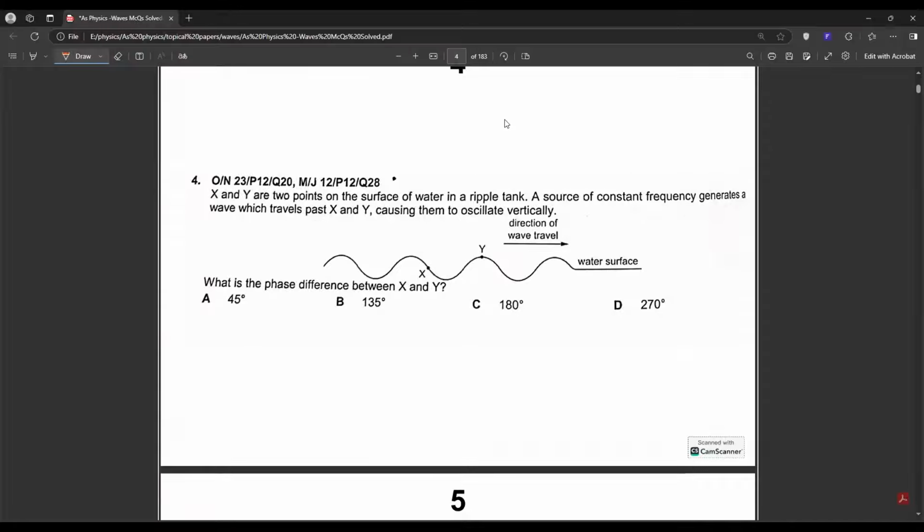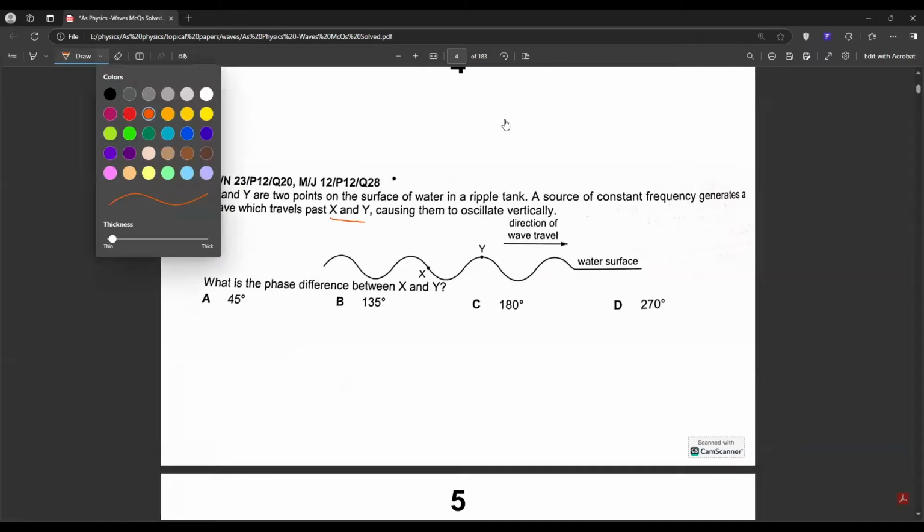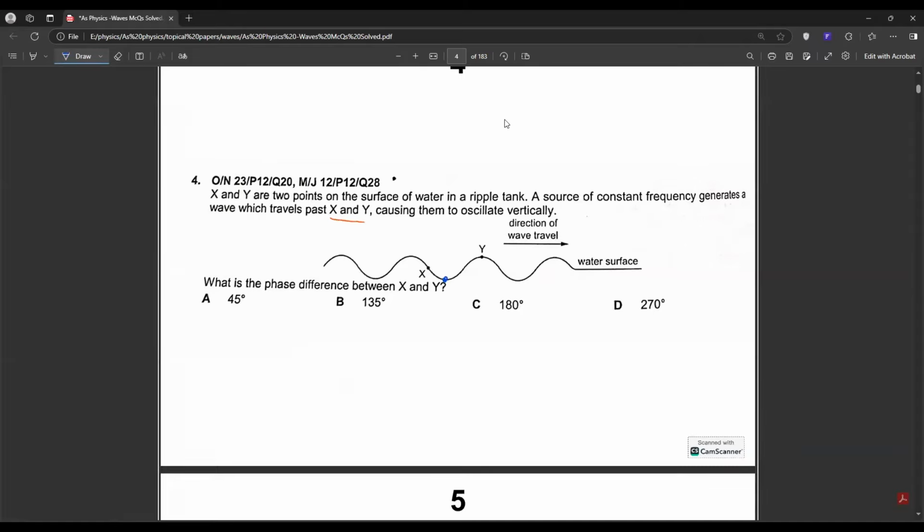X and Y are 2 points on the surface of water in a ripple tank. A source of constant frequency generates a wave which travels past X and Y, causing them to oscillate vertically. What is the phase difference between X and Y? We have to calculate the phase difference between X and Y. If X was here, this would have been the trough. The phase difference between the trough and the crest is what? 180.